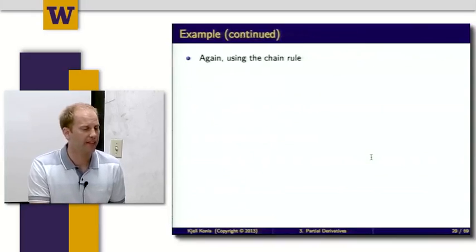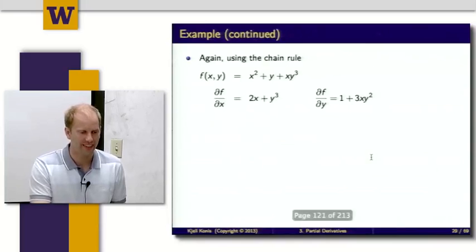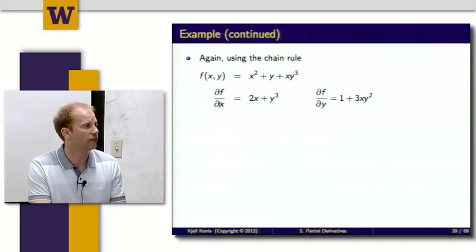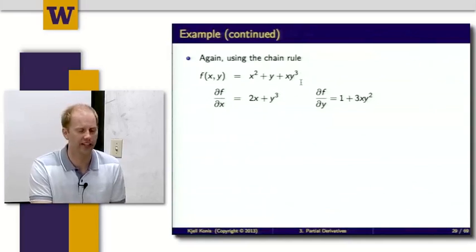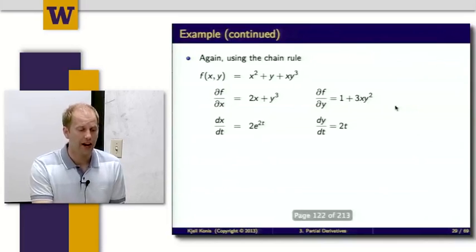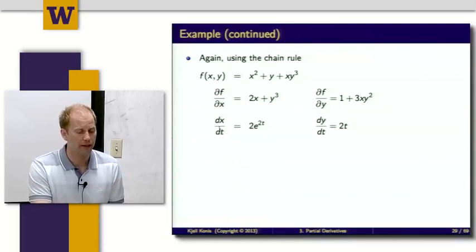So we'll try this again, this time using the chain rule. First I'm going to calculate all the pieces I need. I'll need the partial derivative of f with respect to x. That's pretty easy to see just by using linearity and the power rule. And the partial derivative of f with respect to y. And then I need the derivative of x with respect to t. That's 2e to the 2t. And the derivative of y with respect to t. That's just 2t. Remember, x was equal to e to the 2t, and y was equal to t squared.